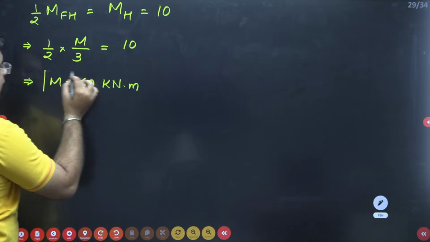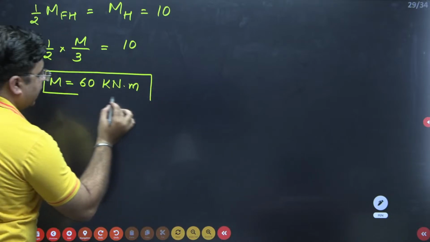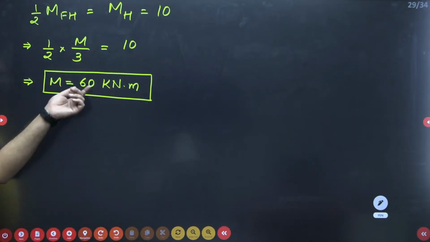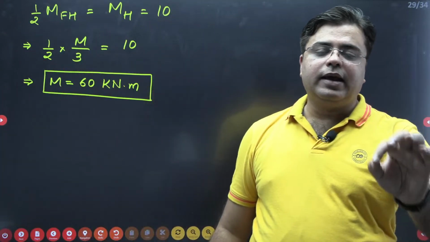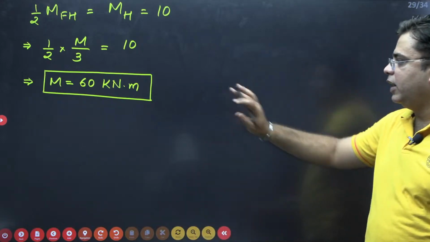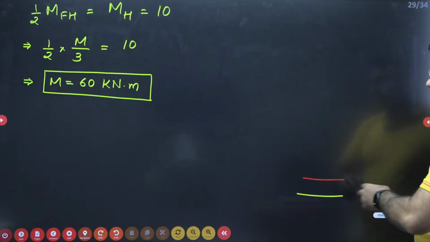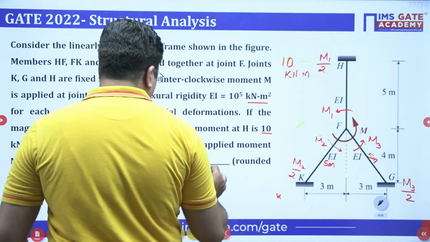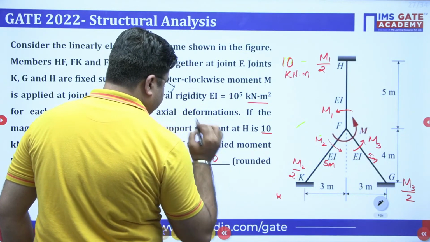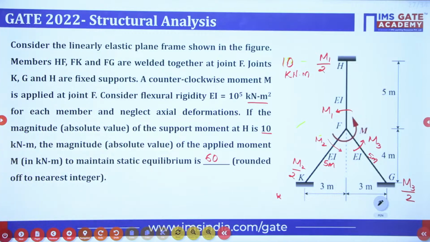And this was asked in the question: the magnitude of the total moment. So the magnitude of the total moment that is asked in the question is 60 kilonewton meter. This is my final answer, 60 kilonewton meter. So the absolute magnitude of the total moment M is 60 kilonewton meter. This is my final answer, right?